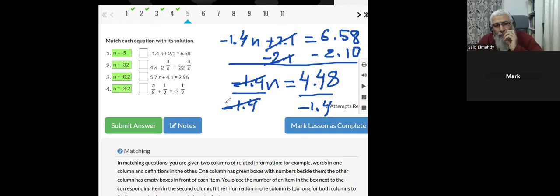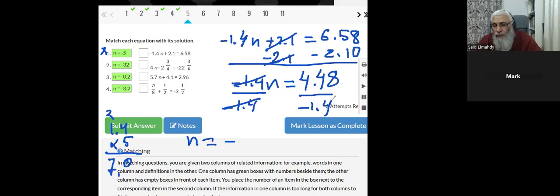So the result will be negative because positive divided by negative is negative. And we need to divide this. 4.4 divided by 1.4, will it be 5? 1.4 times 5 is 7. 4 times 5 is 20. 5 times 1 is 5 plus 2 is 7. So this is 7.